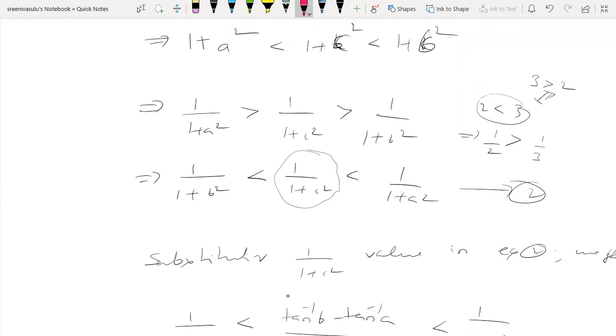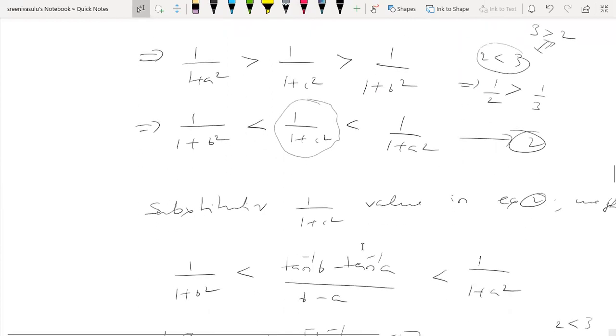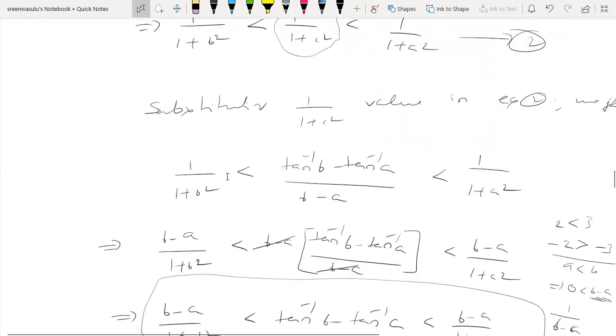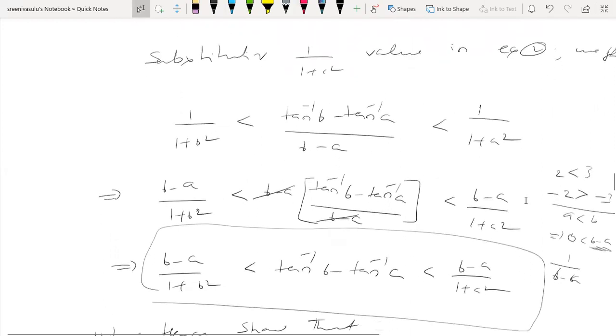From the previous equation, all are greater than relations. They are converted into less than; just take it from right to left, and we get the less than inequality. Substituting the 1 by 1 plus c square value from equation 1, which is (tan inverse b minus tan inverse a) by (b minus a), into the middle of inequality 2, we get 1 by 1 plus b square less than (tan inverse b minus tan inverse a) by (b minus a), which is less than 1 by 1 plus a square.